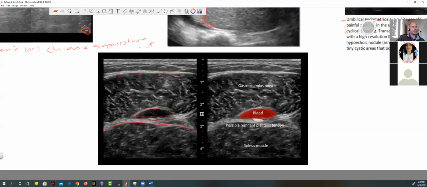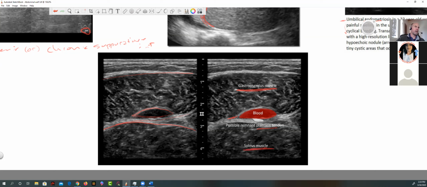But this fluid here, as you can see from this side of the image, over here, is blood and the plantaris tendon. So not exactly the abdomen. This is more of a calf muscle. We have gastrocnemius is the main muscle of the calf. That's the muscle you see, and then deep to that is the soleus calf muscle.